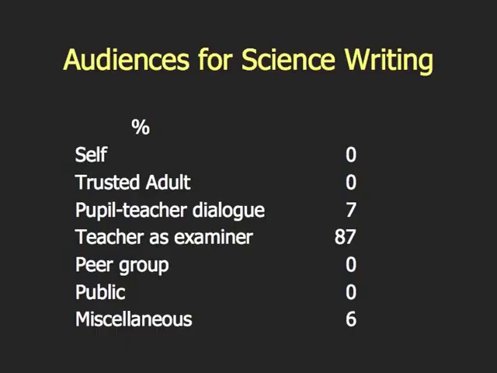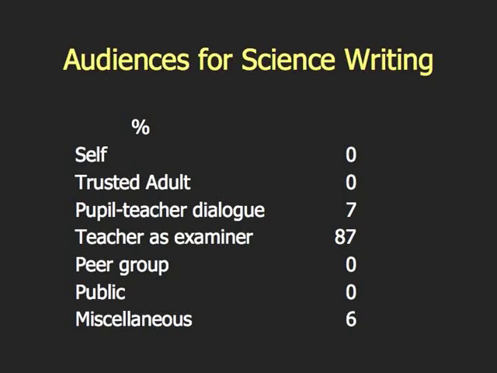We also need to think about changing the audience for writing. This, for instance, is the audience for writing commonly you see. For self, do they write for themselves? No. Do they write for a trusted adult? No. Do they write for pupil-teacher dialogue, a kind of interaction between the pupil and teacher? No. Well, 7%. Okay.